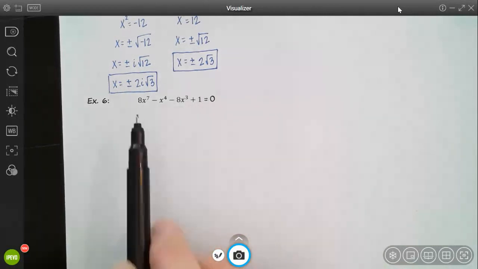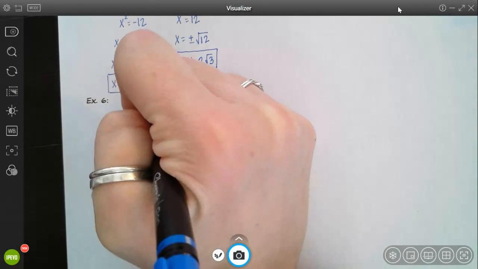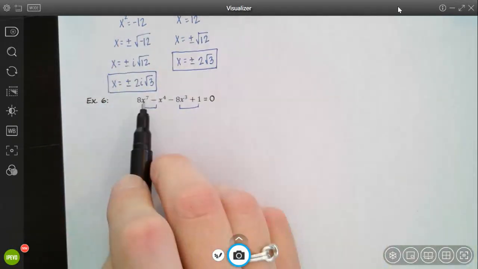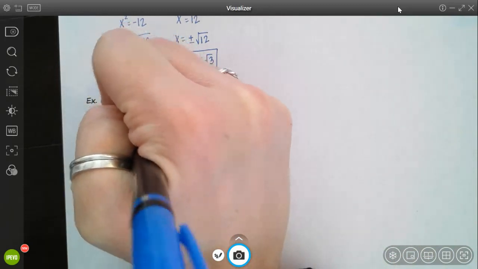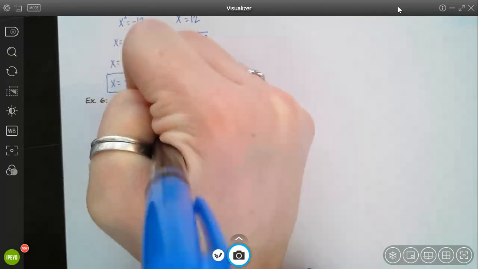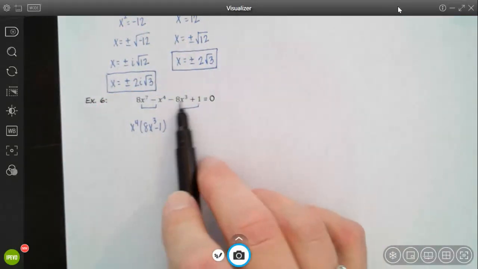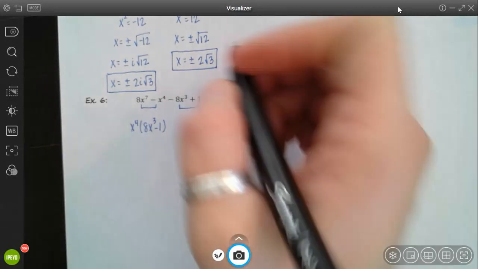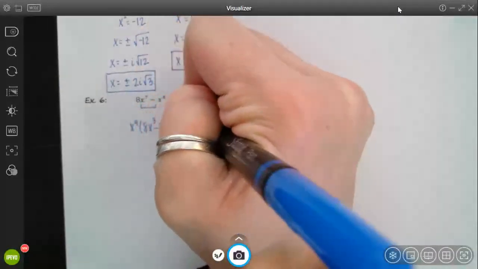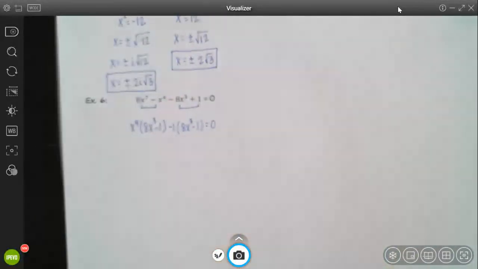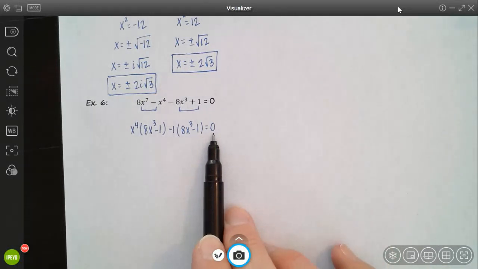Take out my GCF here of my first two, which is going to be an x to the 4th. Looks like that's going to leave us with an 8x cubed minus 1. Over here, I'm going to take out a negative 1 as my GCF, which leaves us with an 8x cubed minus 1. And again, I want to make sure that I'm bringing down the equals to 0 in this step. So then it looks like our factors are going to be an 8x cubed minus 1 and an x to the 4th minus 1.